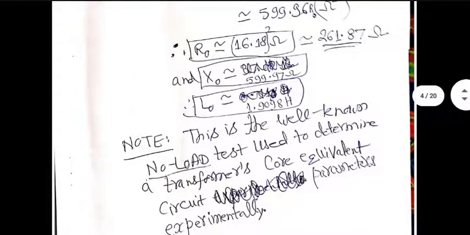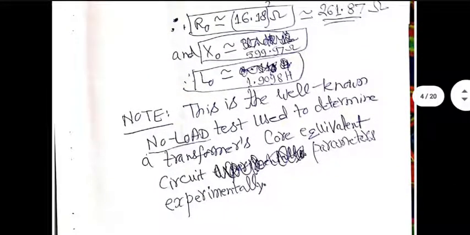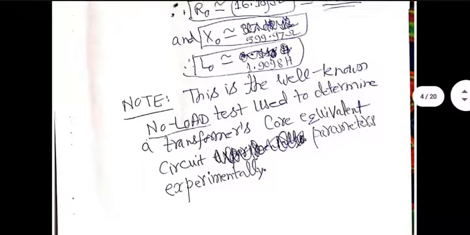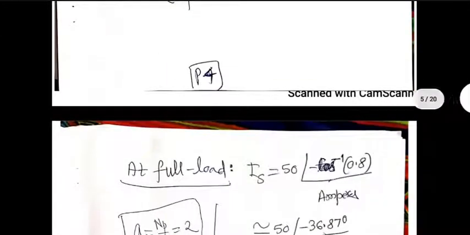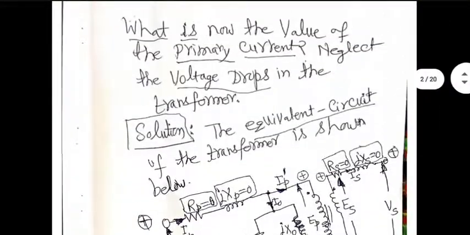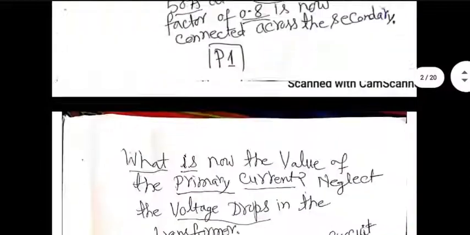I've written it also. This is the well-known no-load test used to determine the transformer's core equivalent circuit parameters experimentally. Yeah, this is the no-load test. Now, the second part is when you actually connect a load of some value. What is the value given?